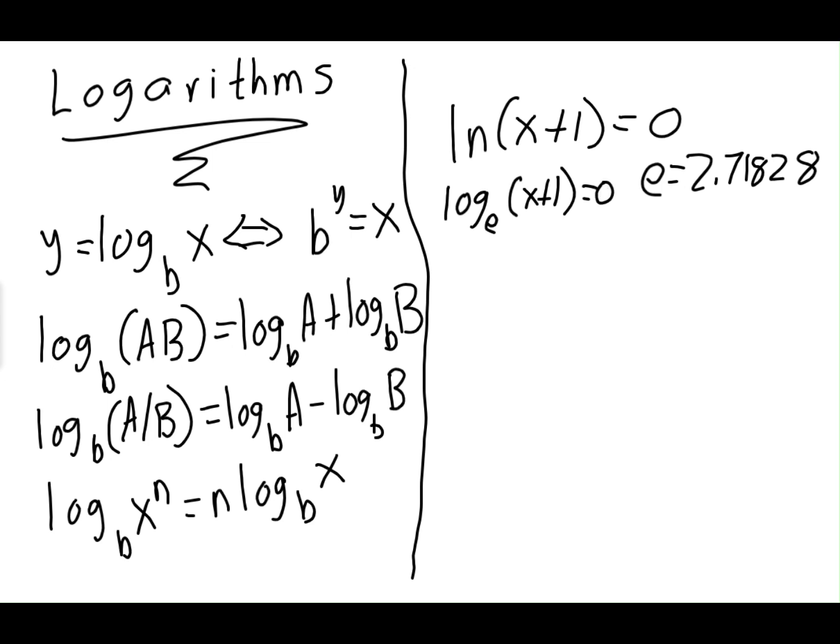Now, one thing I don't understand, if anybody knows, let me know in the comments, but I don't know why we call it ln. I'm guessing it has something to do with Latin or some other language, but seems like natural log should be nl.